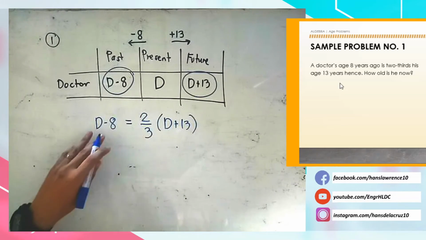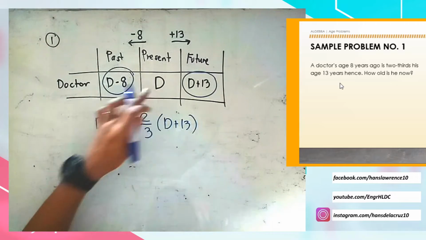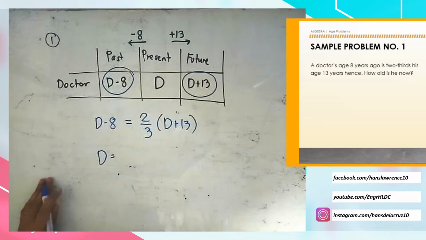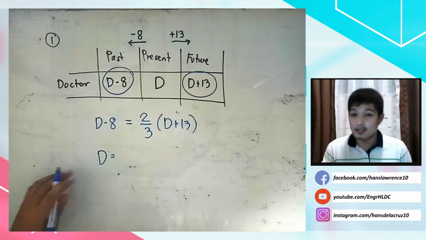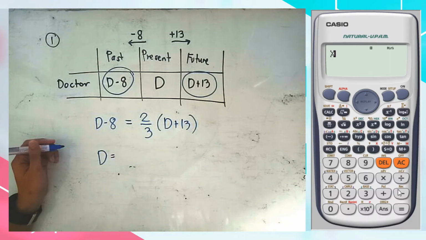Okay, so ayun na. So may isang equation na tayo, isang unknown, yung age niya at present, yung D. So therefore, solvable ang D. So solve natin ang D. Okay, so very simple, no? So ayun, calculate na lang natin yung class. So that is, let's say, x minus 8 is equal to 2/3 of x plus 13.